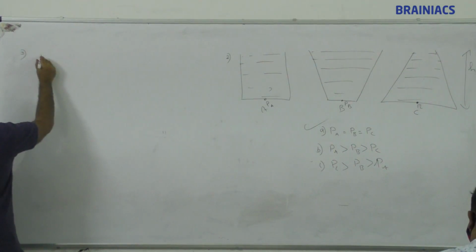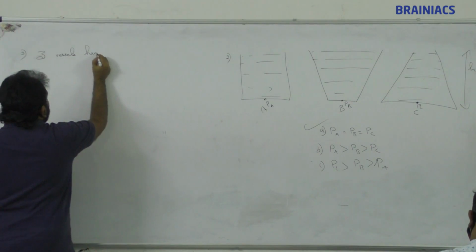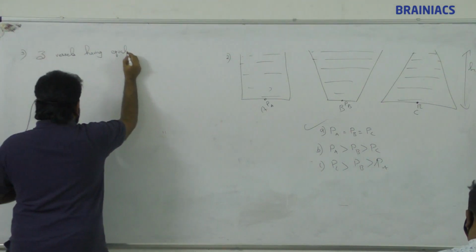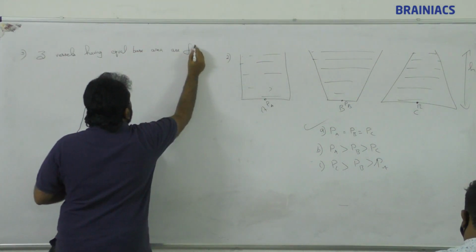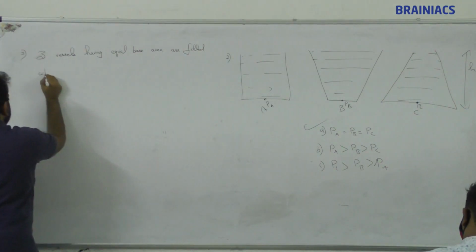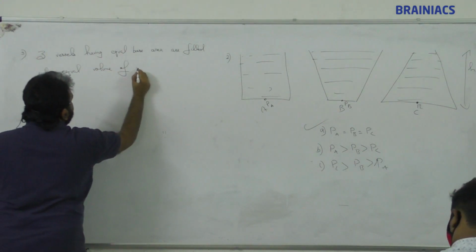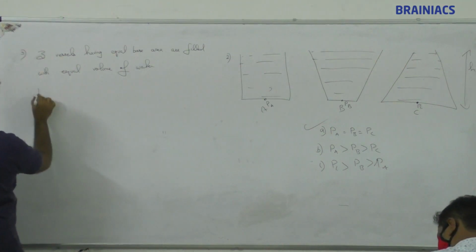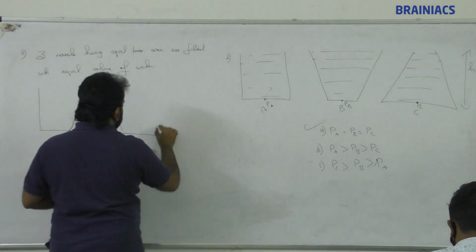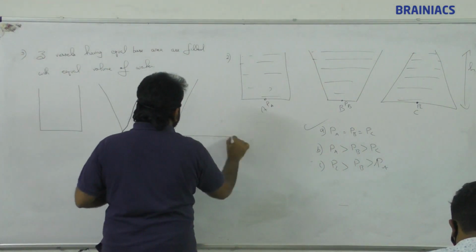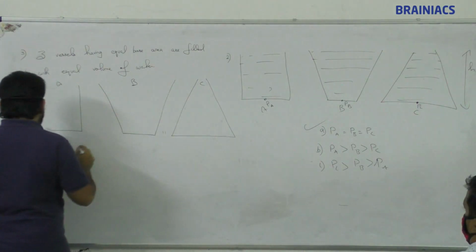Okay, next one: three vessels having equal base area are filled with equal volume of water. So same base area, filled with equal volume of water. Okay, so these are A, B, C. Same options.